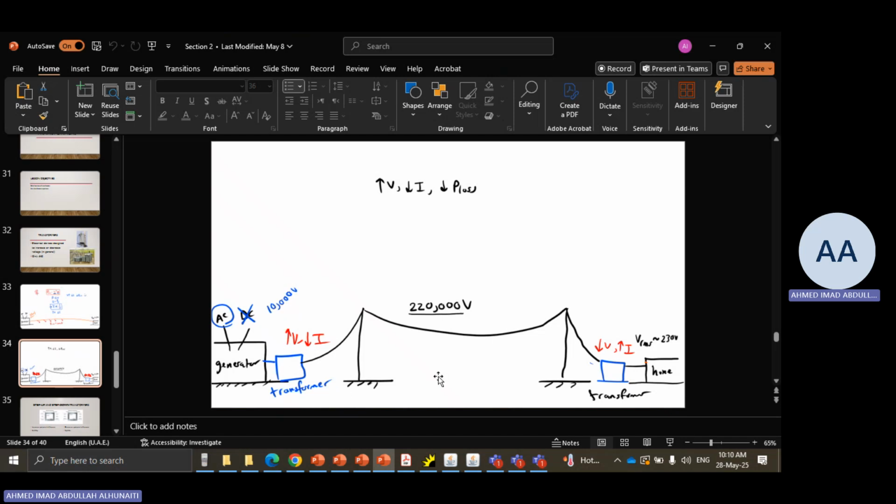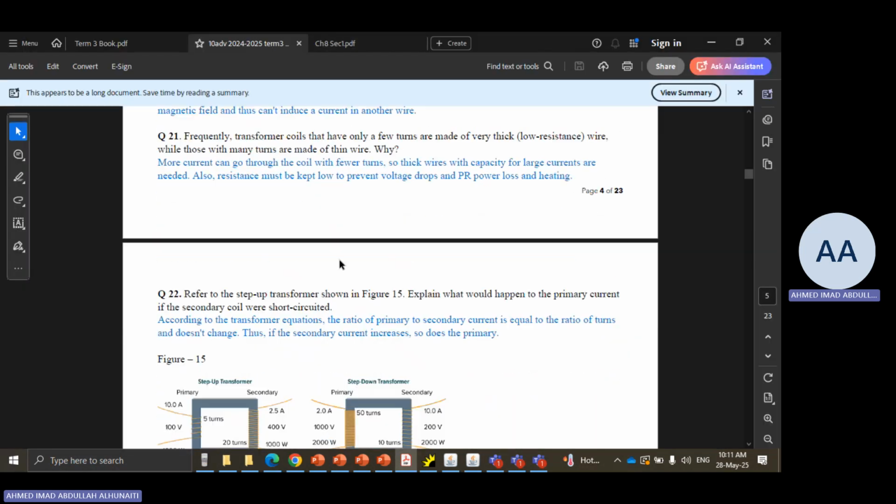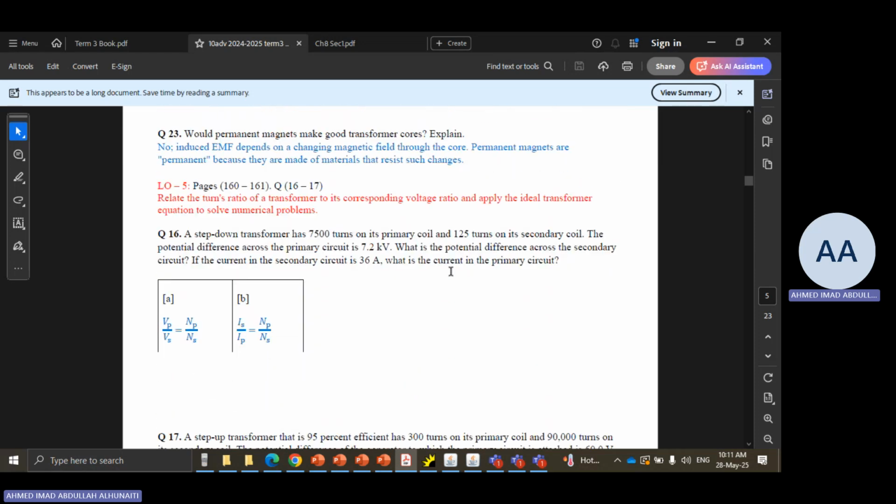So you'll see many different values. As I said, these are arbitrary values. Here we stepped up the voltage from 10,000 to 220,000. This could be more or less depending on many factors. And by increasing the voltage, I did not write it here, but what has happened is we substantially decreased the current, reducing the power loss over long distances. Of course, feel free to read through all this.